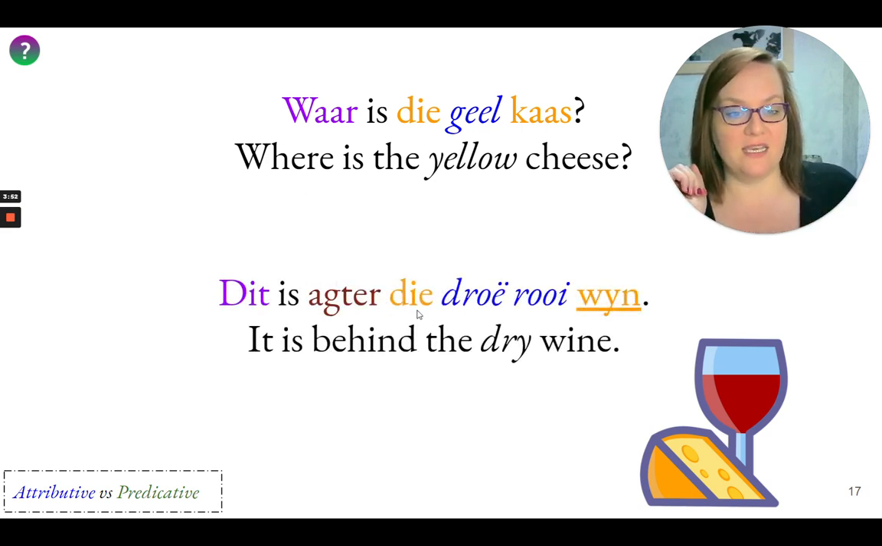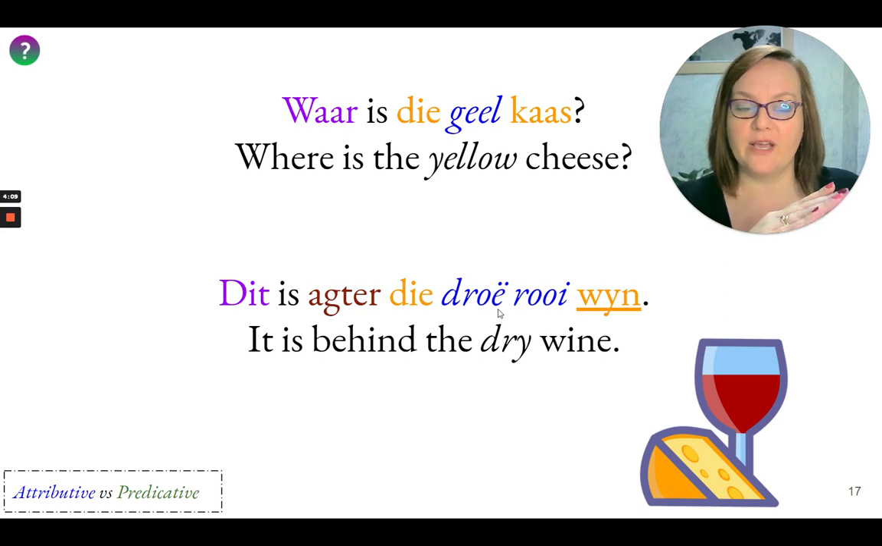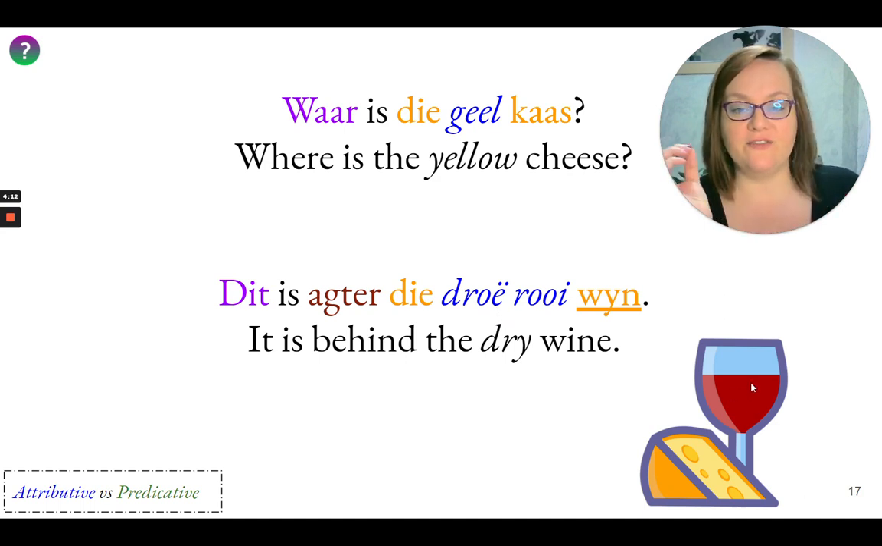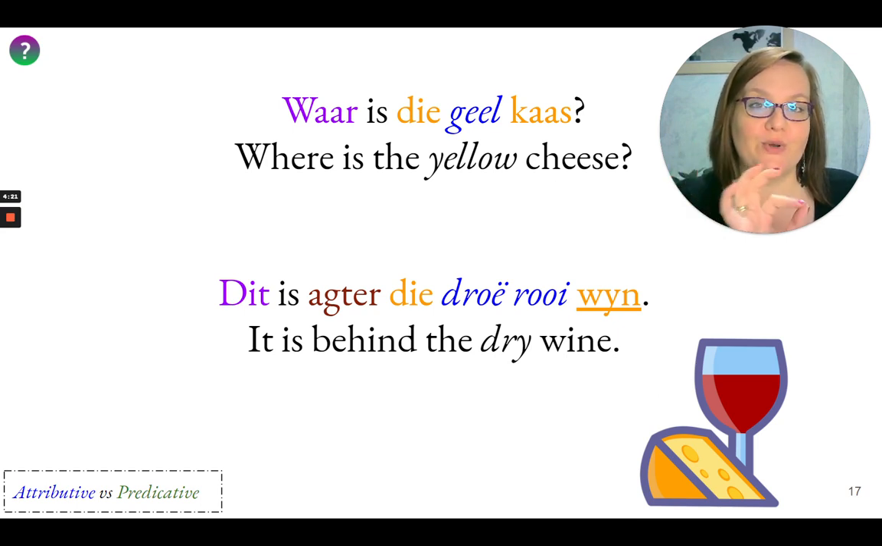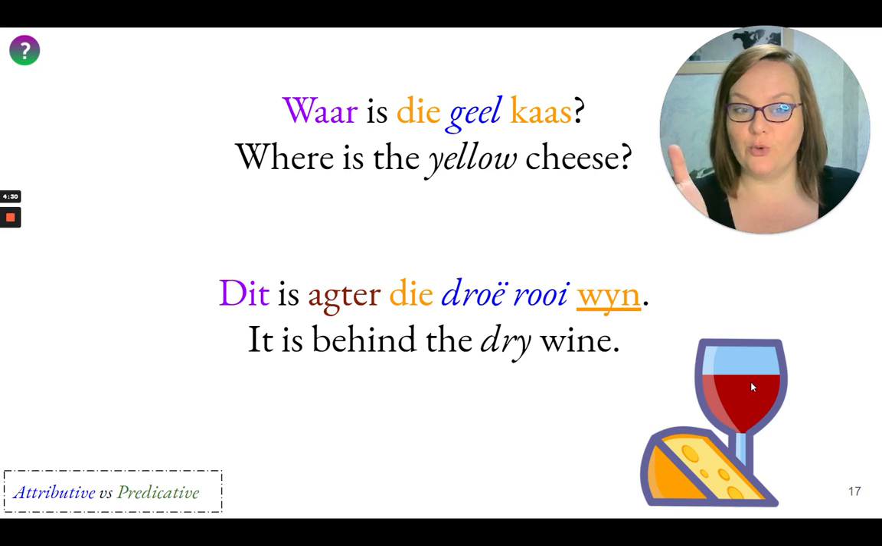Dit is agter die droë rooi wyn. You can see that droë is written before the wine. It's not the exact word, the first word before the noun. And what is the dictionary form of droë? Do you remember? Droog. Okay, so if you would be describing the wine, die wyn proe, tastes droog. Okay, dit is droë wyn. Droë rooi wyn. Does this make sense? Are you seeing the droë, droog, oud, ou? Let's do some more.